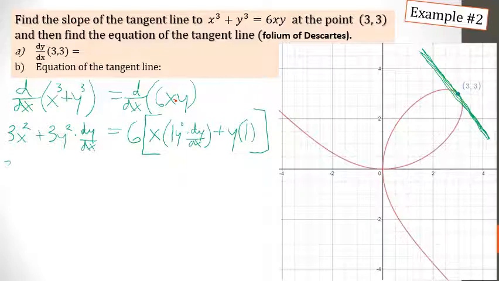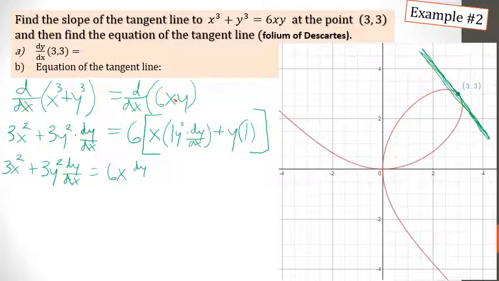Okay, so we have 3x squared plus 3y squared dy/dx equals 6x dy/dx, because y to the 0 simplifies to 1, plus 6y. Now we're trying to solve for dy/dx, so I'm going to take this term over here, and I'm going to take this term over here.